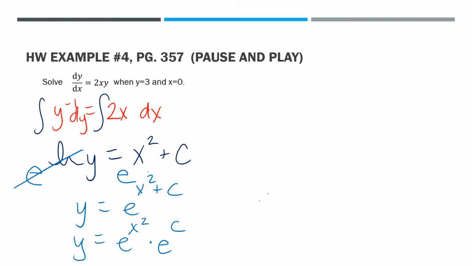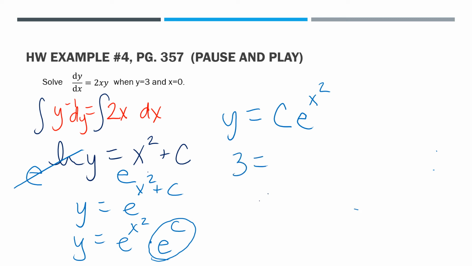Now, e is just a constant, and I'm raising that to another constant. So what happens is you really just get a constant here. So we're going to look at this as y equals, I'm going to take that constant and put it in front. So it's going to be the constant c times e to the x squared. All right, now I can plug in my 0 and 3, and that gives me c equals 3. And now my function is just 3e to the x squared.